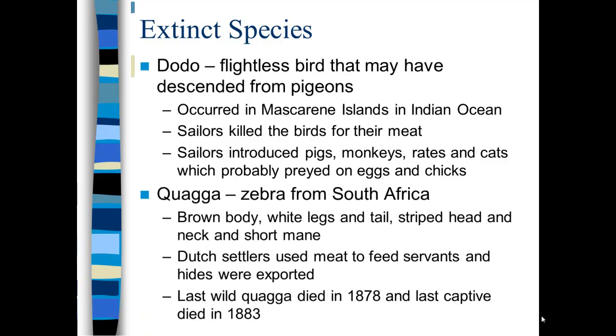Another extinct species is the quagga. This was a zebra from South Africa, and it was overhunted because the settlers used the meat to feed servants, and the hides were very attractive and worth money, so they were exported. The last wild quagga died in 1878, and about 5 years later, the last quagga in captivity died.